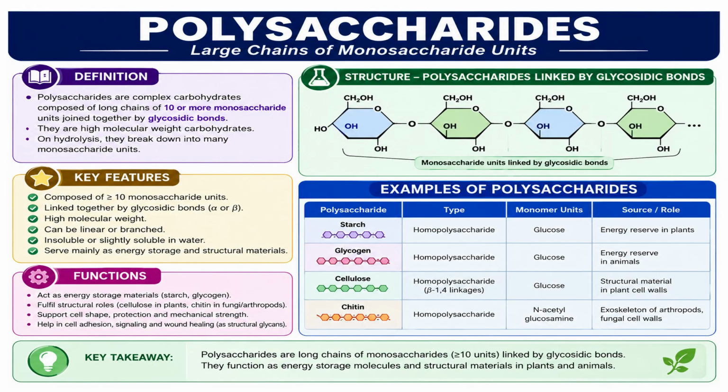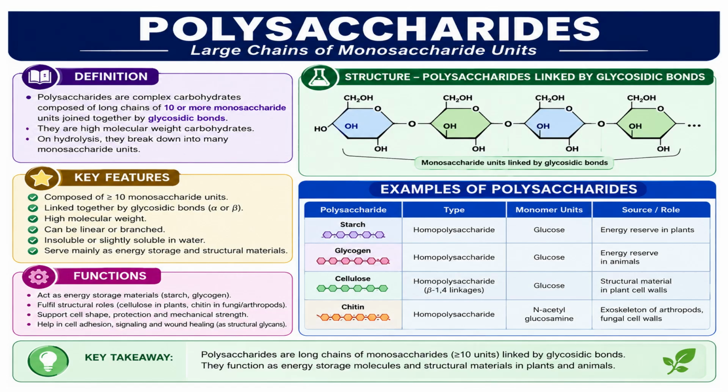Polysaccharides. Explanation with examples. Polysaccharides are complex carbohydrates composed of long chains of 10 or more monosaccharide units joined together by glycosidic bonds. They are high molecular weight carbohydrates, and when hydrolyzed, can yield many monosaccharides. Depending on their structure, polysaccharides may be linear or branched, and are generally insoluble or only slightly soluble in water. Polysaccharides have two major biological roles: energy storage and structural support.